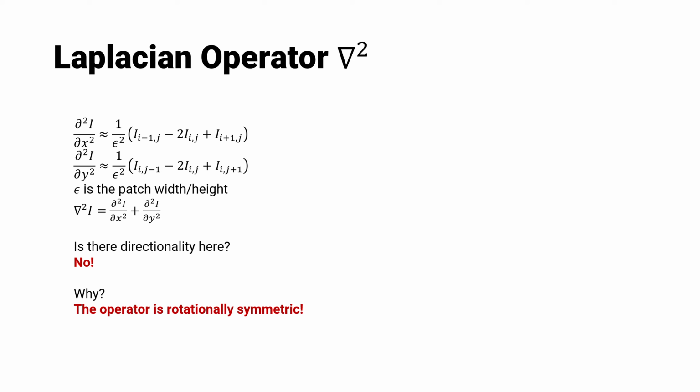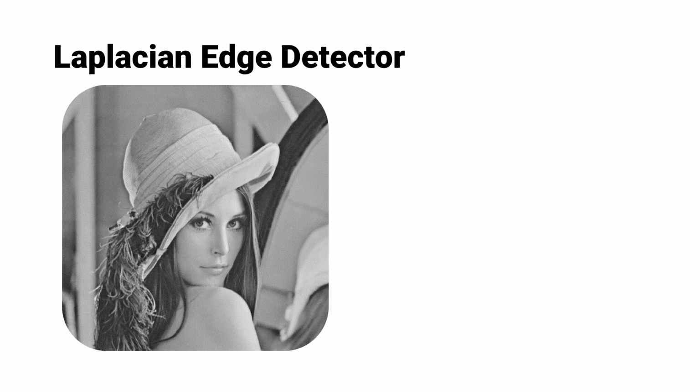If you're wondering how this operator looks like, for a simple Sobel kernel, which we have seen before, this is what the Laplacian operator is going to look like in the first one. In the second one, this is a smoother Laplacian operator, and it varies like a Gaussian so that it's a little smoother. Let's see how the Laplacian edge detector works on our Lena image.